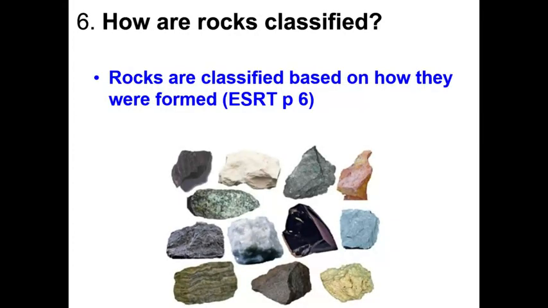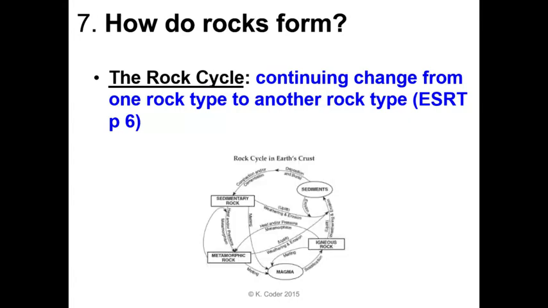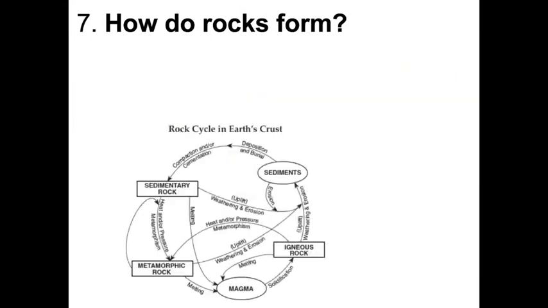Okay, and if you look at the top left-hand side of page 6 in your Earth Science reference tables, you'll see the diagram that we'll be going over in this lesson. So the rock cycle is a continuous change from one rock type to another rock type. And that's what we see here on the bottom. We'll be going over each one of these: sedimentary rock, metamorphic rock, and igneous rock in this lesson. And then how does one of these rocks turn into a different one? And then also how does it turn back to be itself in a different form?